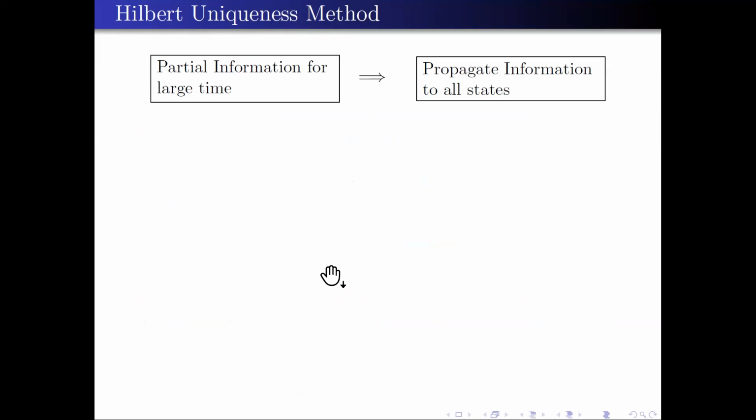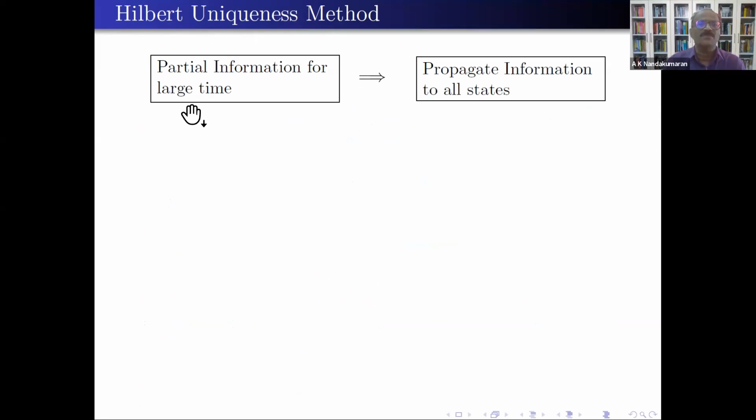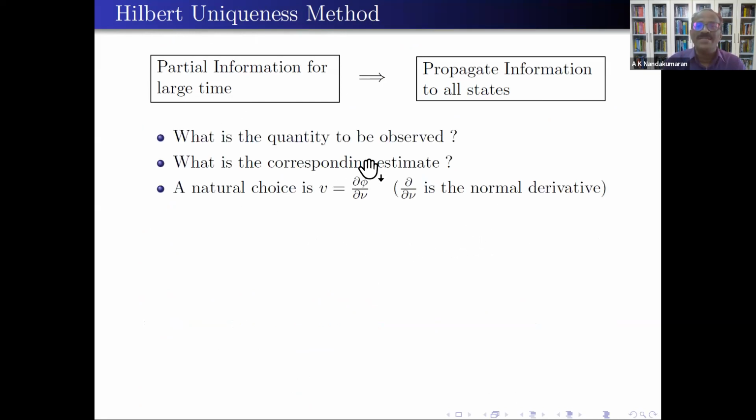the Hilbert Uniqueness Method. So partial information for large time propagates information to all states. In a nutshell, you can put it that way. So what is the quantity to be observed? What is the corresponding estimate? And a natural choice is then... So maybe those who are not familiar with it may think, why is this the natural choice? And as I said, you can actually motivate this natural choice in terms of what is called the penalization method, etc.